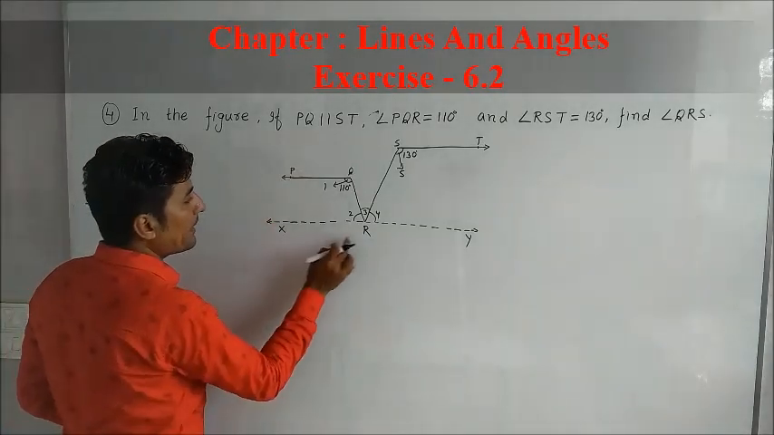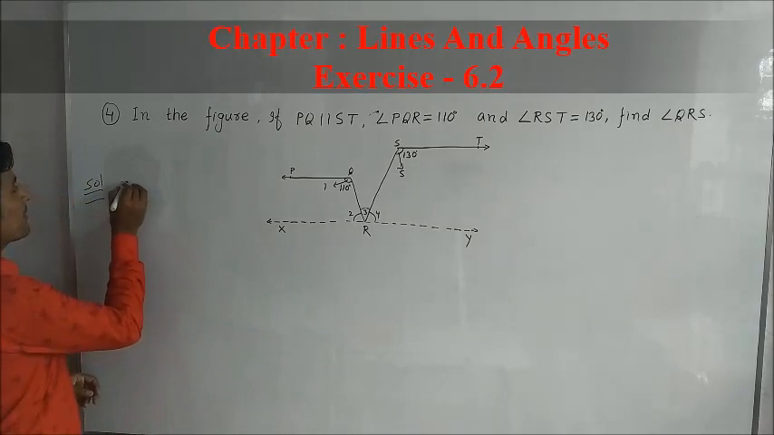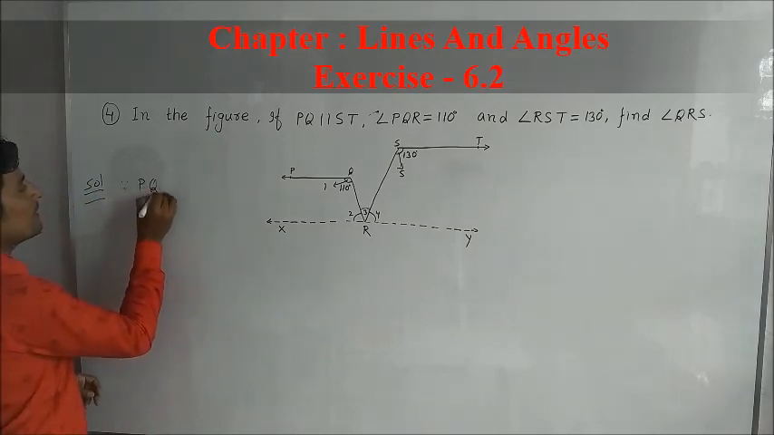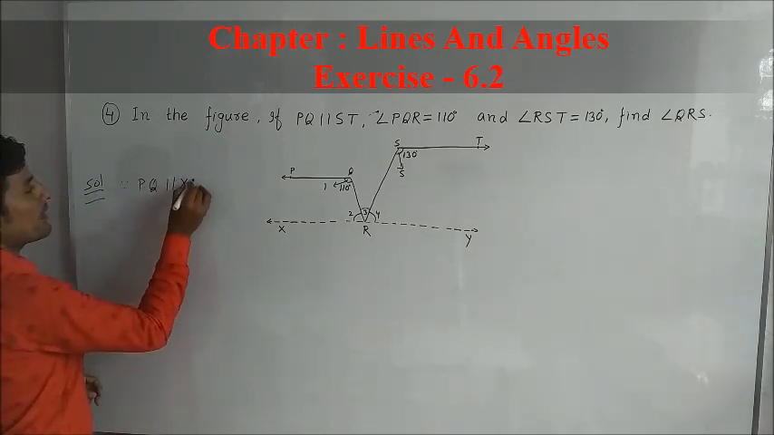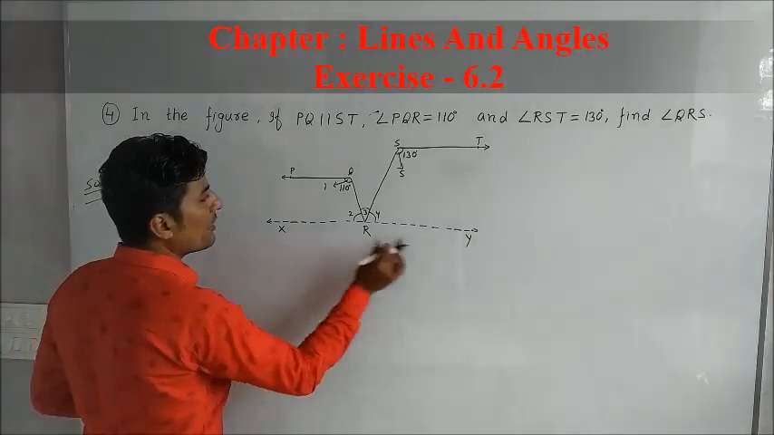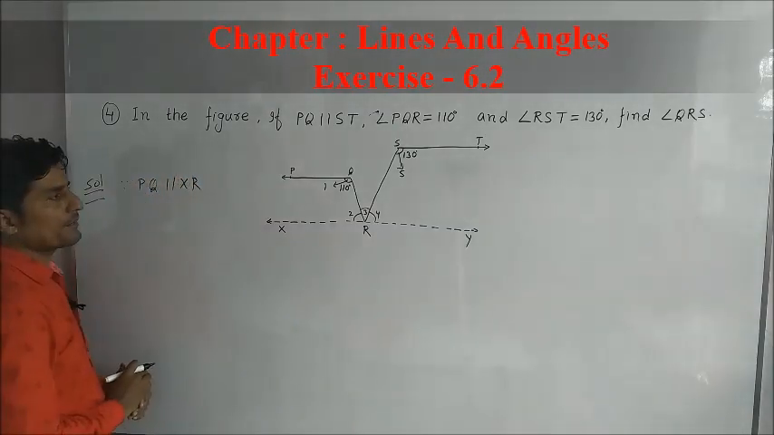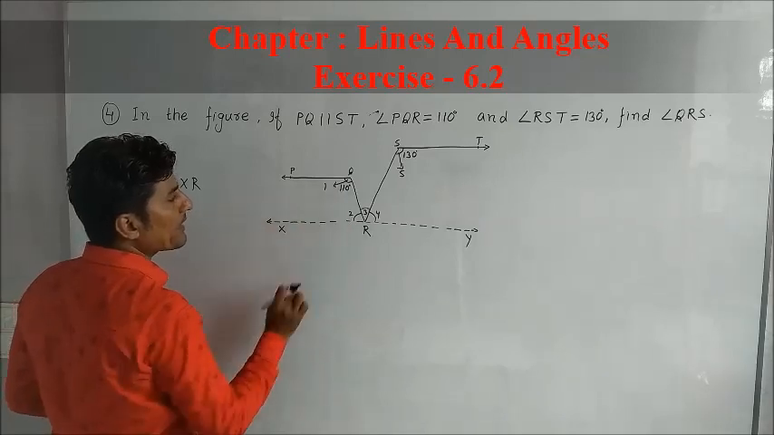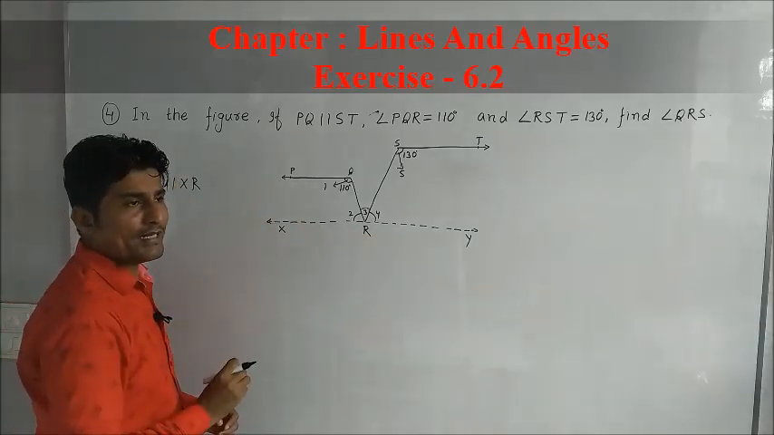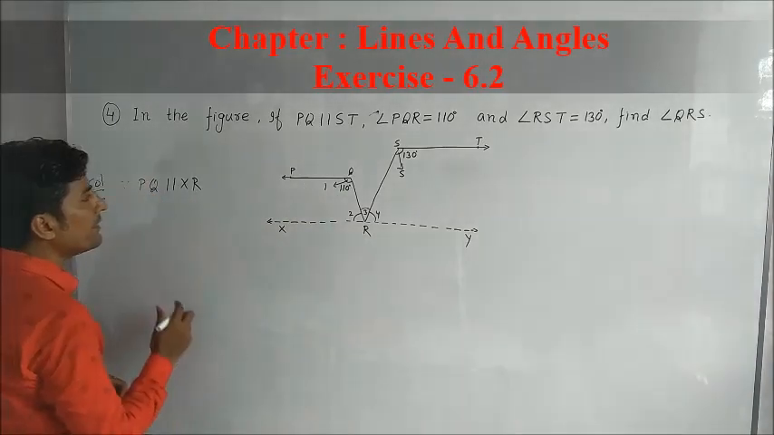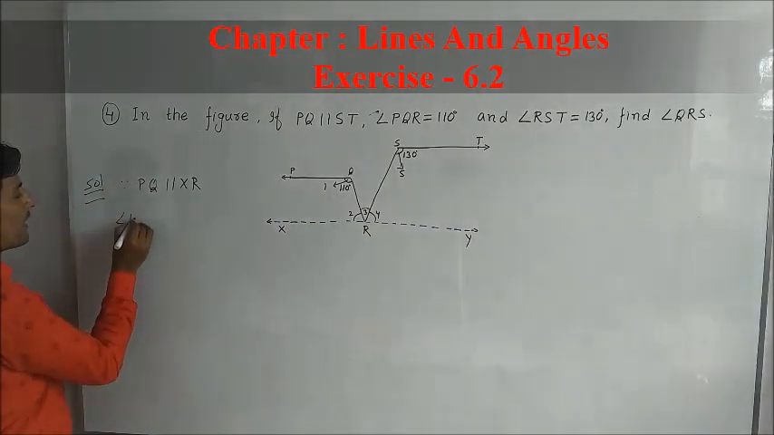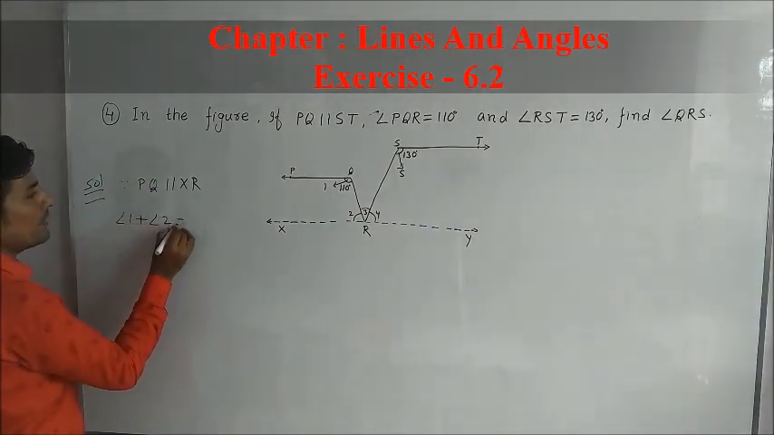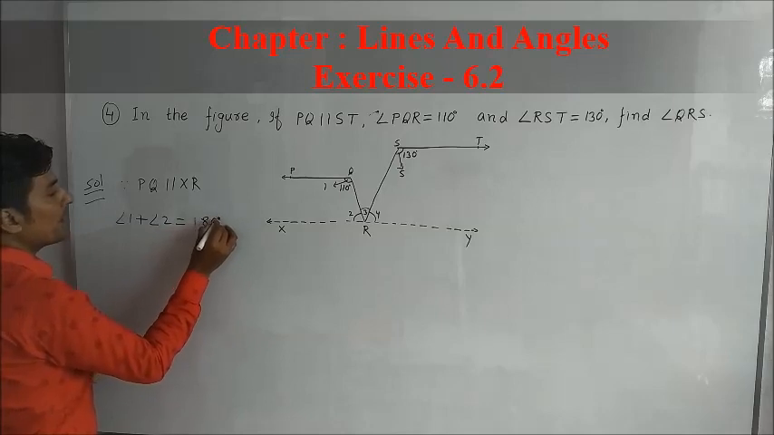Since PQ is parallel to XR, either we can say XR or XY, both are the same thing. Since these two lines are parallel, hence the sum of these two angles will be equal to 180 degrees, because these two are the interior angles. So we can write here angle 1 plus angle 2 is equal to 180 degrees.